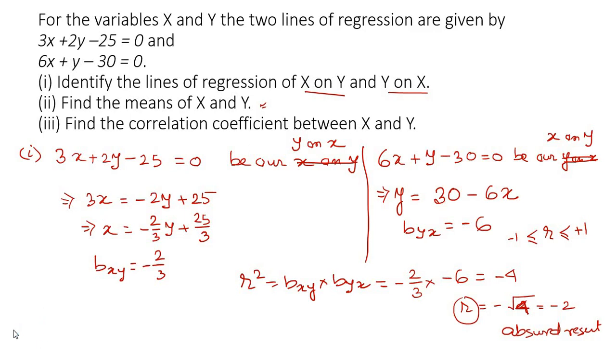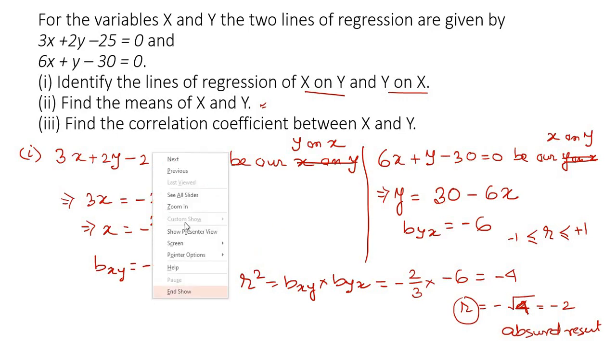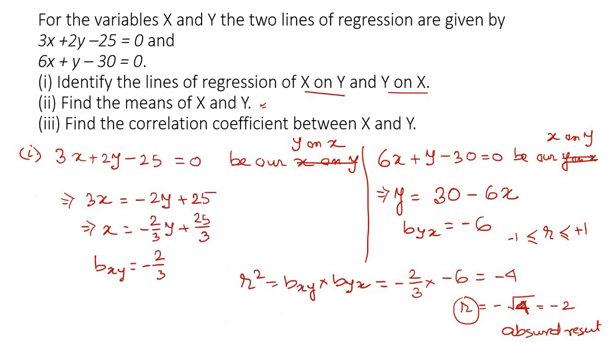So we have solved the first one, that is we had identified our equations, and we have identified that one of them is x on y and the other one is y on x. So we have identified that this equation 3x plus 2y minus 25 is our y on x equation, and 6x plus y minus 30 equal to 0 is our x on y equation. So now we go to the second part of this, that is to find the values of x and y.